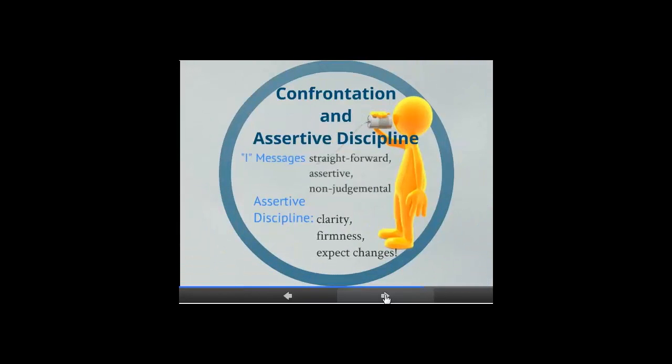Assuming that a student is doing something that interferes with teaching, it is then the teacher's problem. I-messages reveal how the behavior affects you as a teacher and how you feel about it. Assertive discipline essentially communicates that you care too much about the student and the process of learning to let the behavior persist. Clearly state what you expect, use appropriate nonverbal gestures, be calm, firm, and confident, and expect changes, not promises or apologies.